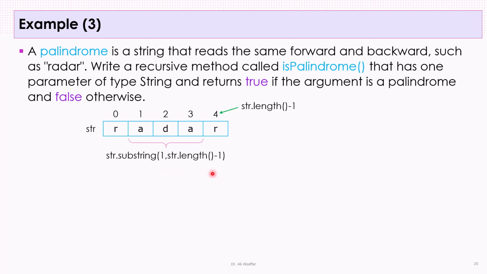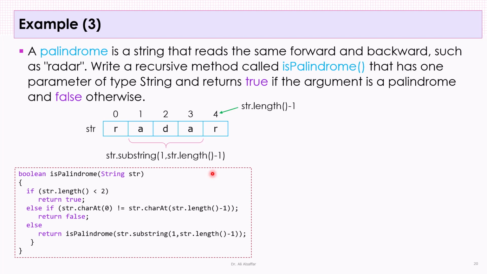Let us have a look at the code and how we are going to implement it in Java. The method is designed to return a Boolean value. If the input parameter str as a string is a palindrome, then it returns true, otherwise it returns false.